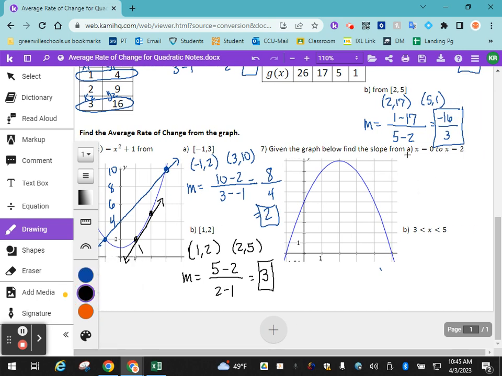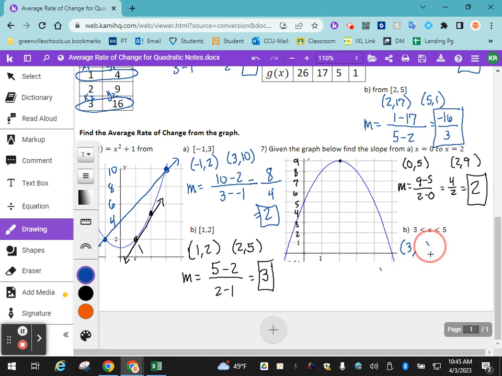Same thing. You need your points. 0 something, 2 something. 0 is counting by ones this time. 5, we're not given an equation, so we have to go off the graph. 2, 9. So 9 minus 5 over 2 minus 0 is 4 over 2. So my slope would be 2, or average rate of change would be 2.